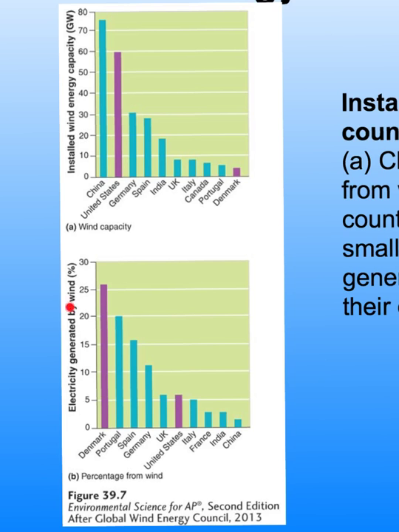Percentage of total energy generated by wind. Even though China has the most, look, China is way down here at the bottom, right? Percentage is around 1 to 2%. So what does that mean, right? How do you read that graph?